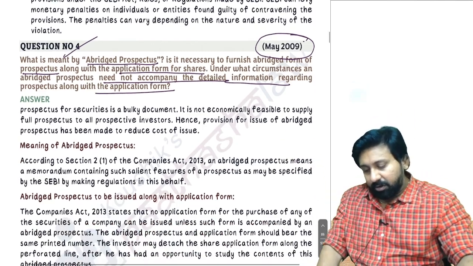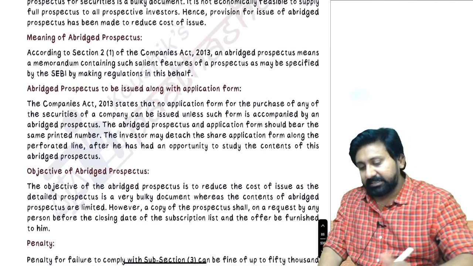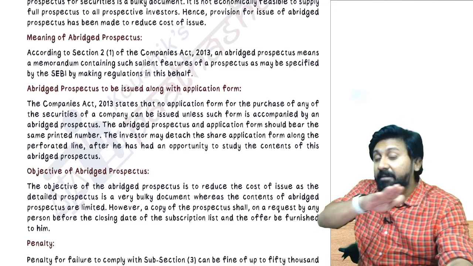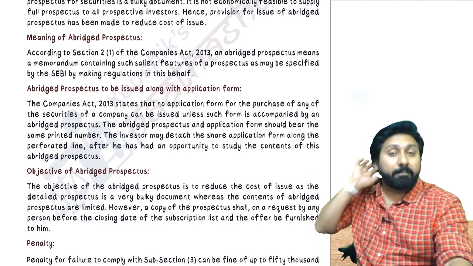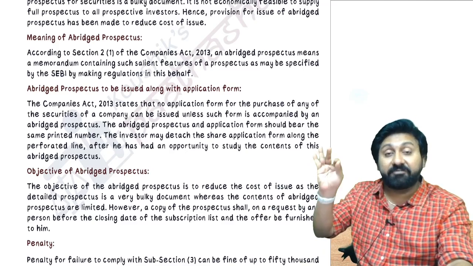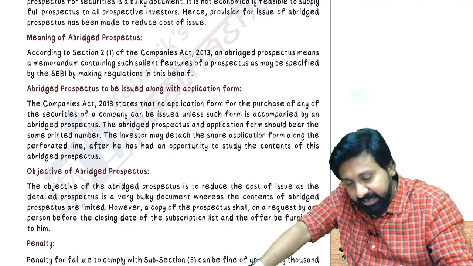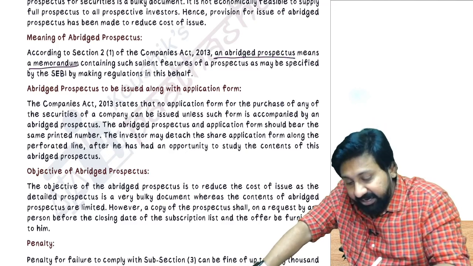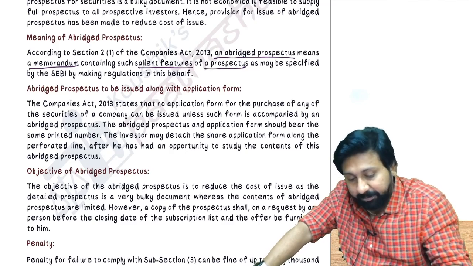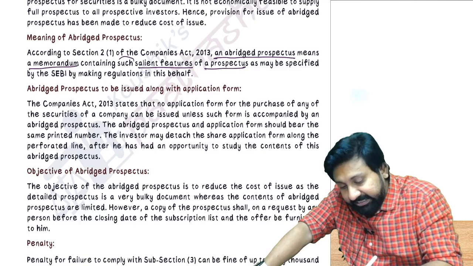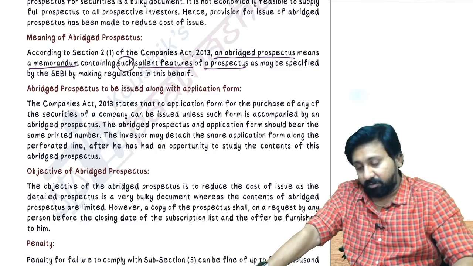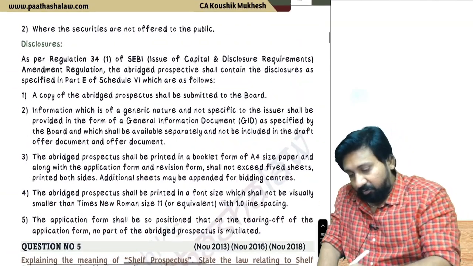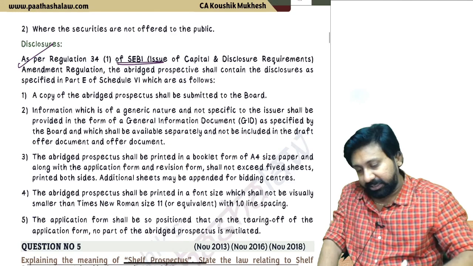Okay. So what is the meaning of abridged prospectus? Abridged prospectus is a prospectus which does not contain complete details of the company, but it will contain the salient features, means important features. An abridged prospectus means a memorandum, means a statement containing salient features of a prospectus, such salient features as are said in the rules. What are those? Let us go down and first complete that. What should be there as per SEBI disclosures?